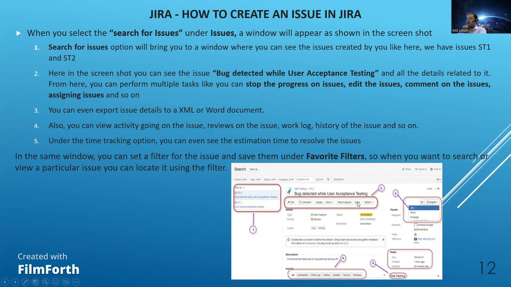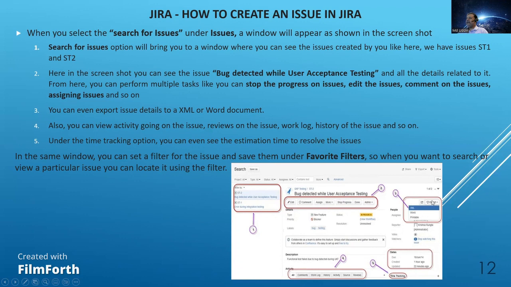Number 2 here, it's showing what? Bug detected while user acceptance testing, right? So this is the issue. Name of the issue: bug detected while user acceptance testing. And it gives you the details of the issues, right? Like when it's created, what kind of issue this is, what is the priority, what is the label. It is a label like bug. Since they are doing backtracking, the label is bug testing. It is in status in progress, right? Resolution is unresolved, so they are still working on it. So you can see all this information within that, right?